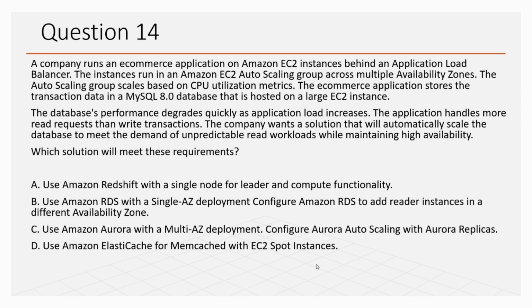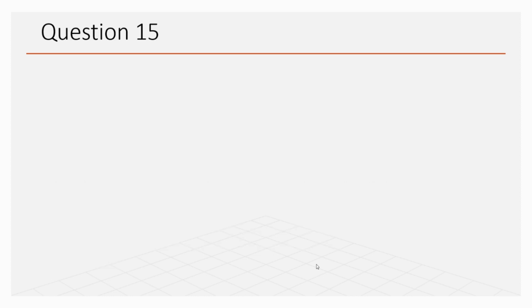Now let's look into what is the solution for this particular requirement. And the correct answer is C, that is use Amazon Aurora with a multi-AZ deployment. Configure Aurora Auto Scaling with Aurora Replicas. So if the company uses this particular solution, in that case, whenever the application load increases, the database's performance will not degrade, and it will help in maintaining high availability in the case of unpredictable read workloads. Now let's look into the next question.